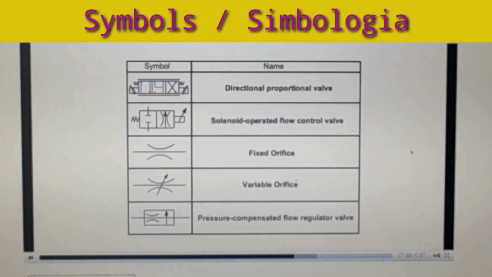The remaining symbols that are found in a basic hydraulic schematic are directional proportional valve, solenoid operated flow control valve, fixed orifice, variable orifice, and a pressure compensated flow regulator valve.